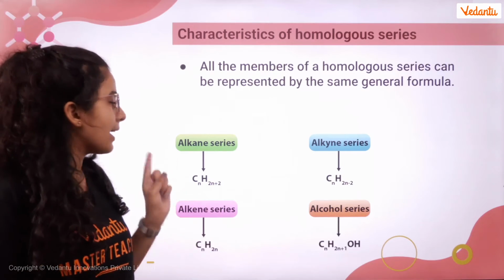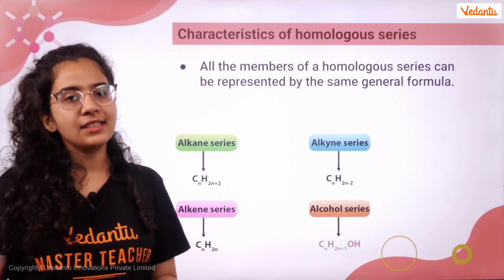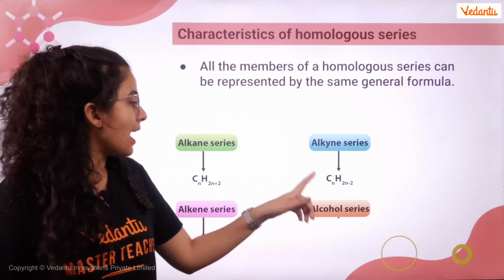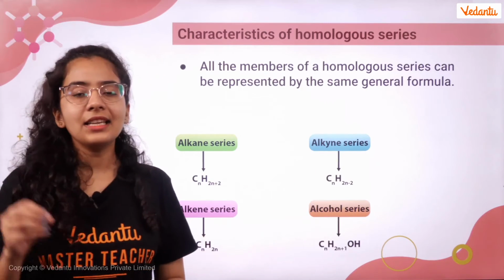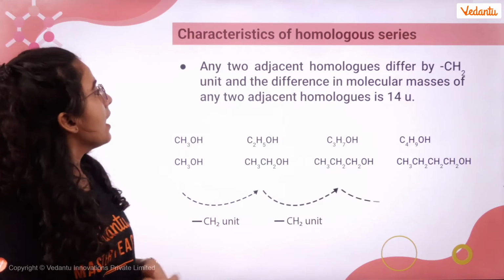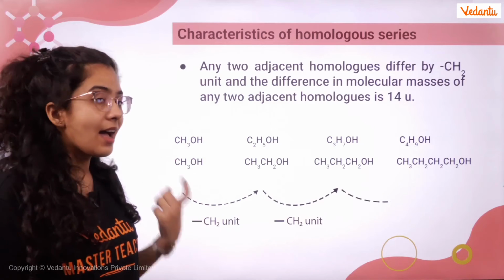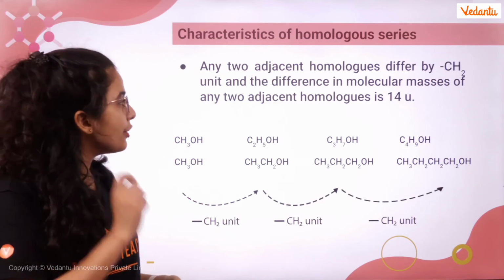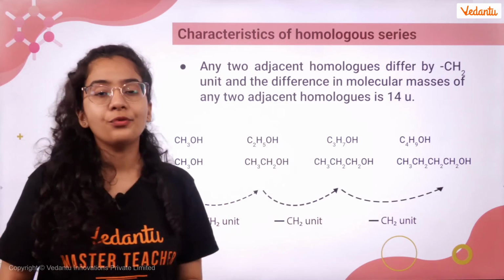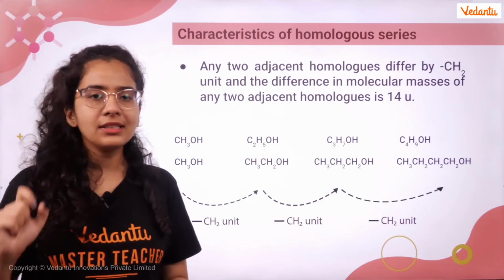For example, the alkane general formula is CnH2n+2, the alkene general formula is CnH2n, the alkyne general formula is CnH2n-2, and the alcohol general formula is CnH2n+1OH. Now, any two adjacent homologues differ by a CH2 unit, and that's why the difference in molecular masses of any two adjacent homologues is 14 u. I told you each successive member differs by one CH2 unit.